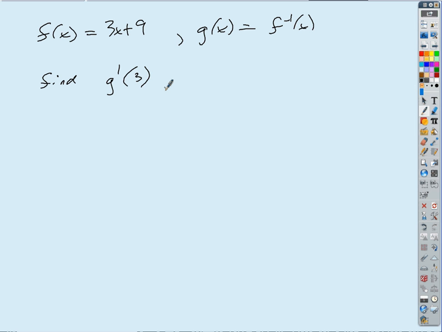Okay, try that. Partner up, see if you can come up with it. How are we going to do that? Without calculating the inverse.